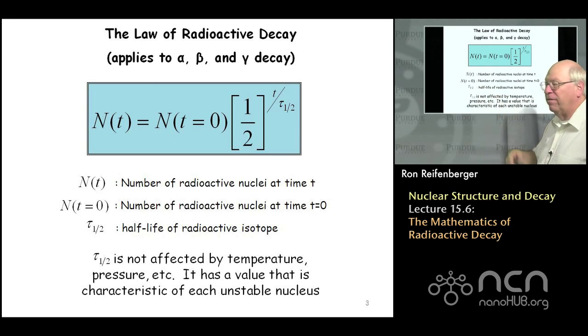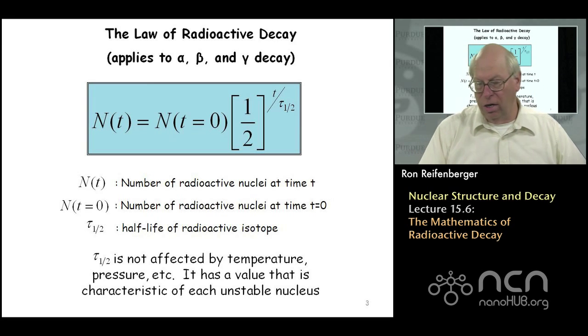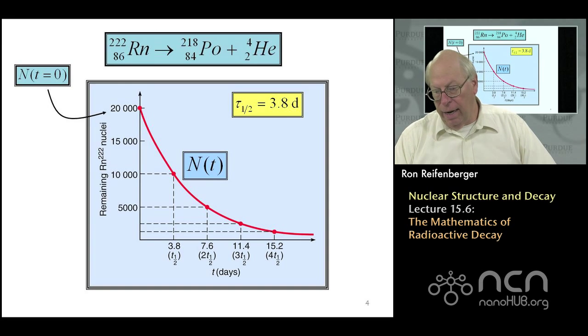The half-life of these different radioisotopes, I have to say, is not affected by anything that we know of. You can change the temperature, you can change the pressure, you can do what you want to a radioactive nucleus, but this half-life, tau 1/2, is characteristic of the nucleus and not characteristic of the temperature or pressure or whatever that you exert on the particular nucleus.